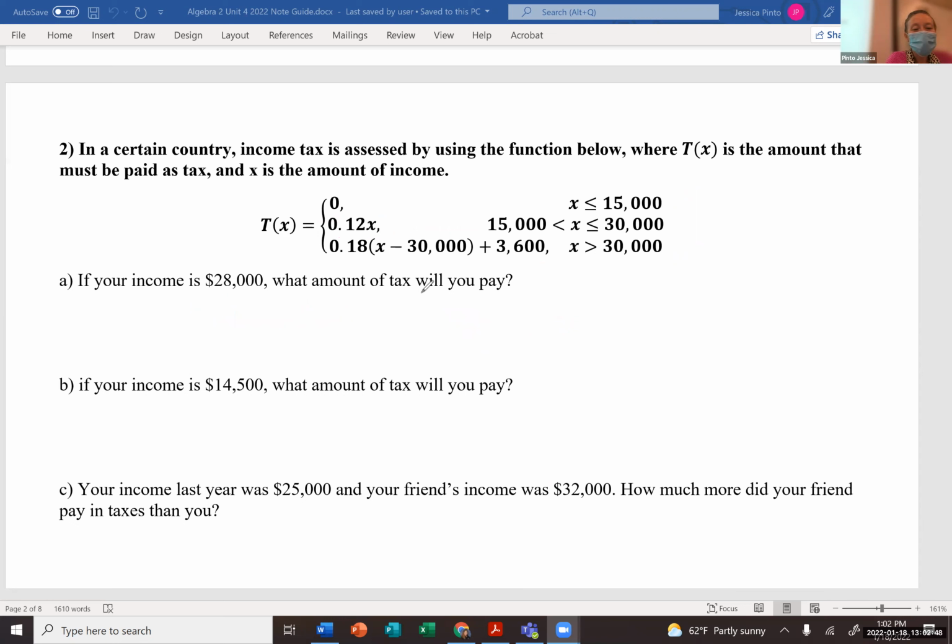If your income is 14,500, how much do you pay in that case? I like this one. This one's easy. $0.